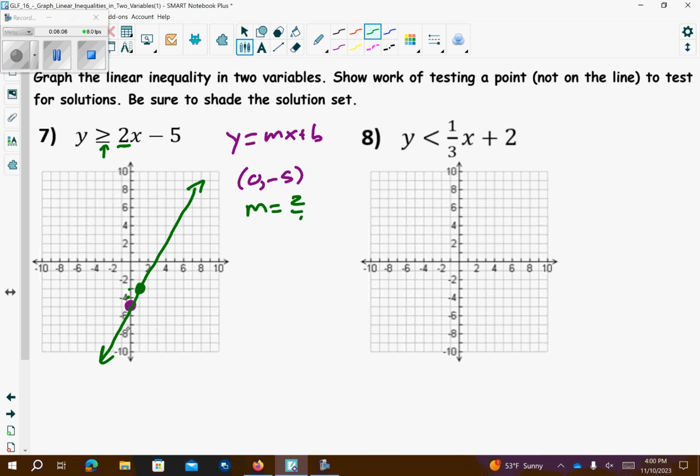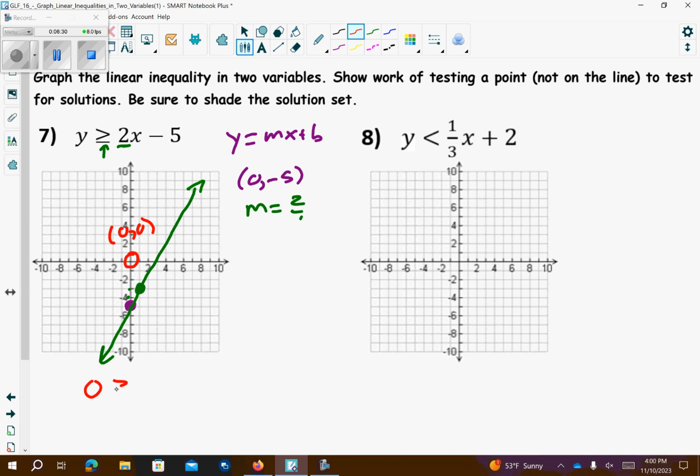Now, this is where it's going to be a little bit different. Because it's an inequality, we want to figure out, do I want to shade over on this side of our graph, or do I want to shade on this side? What I'm going to do is pick a test point. 0, 0 is definitely on the left side of the line. So plug 0, 0 in, and let's see if it works.